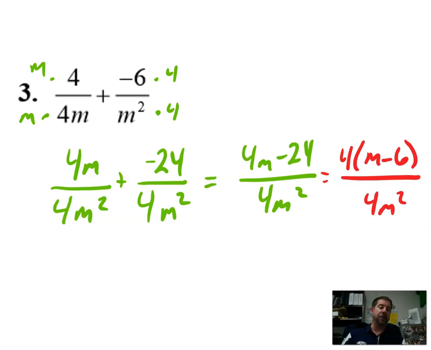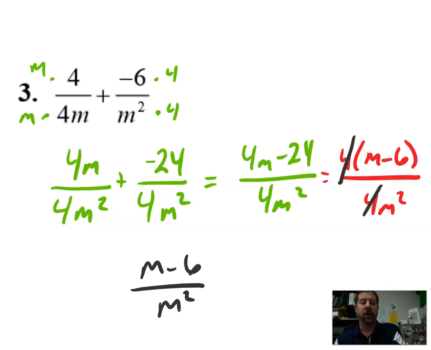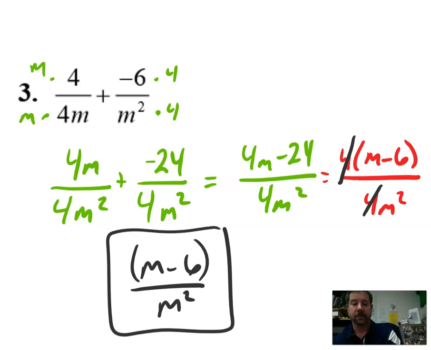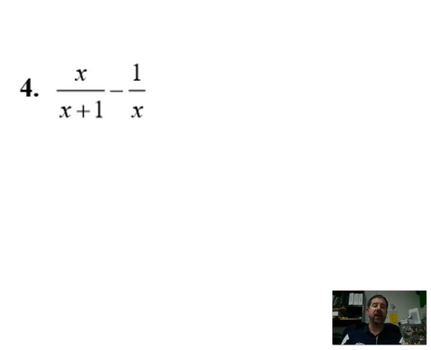And so because I can pull out a 4, and because that is now multiplying, I can do some killing off. I can kill the 4 and kill the 4. So your final answer here would be m minus 6 over m squared. Do not go kill m's here, right? Because that's subtracting. Oftentimes, I will leave that in parentheses to remind myself that I would need another m minus 6 to kill it off. And that's our answer. Okay, for this next one, x over x plus 1 minus 1 over x.